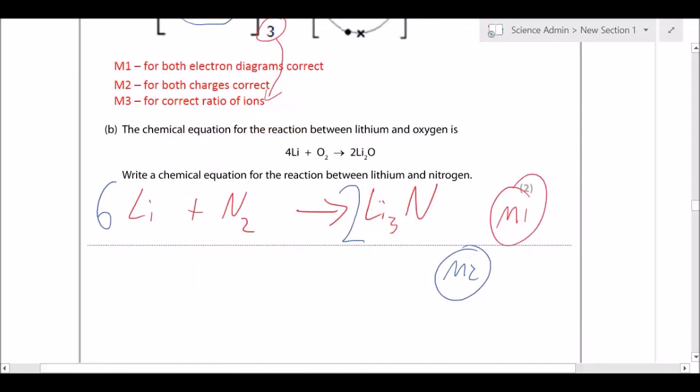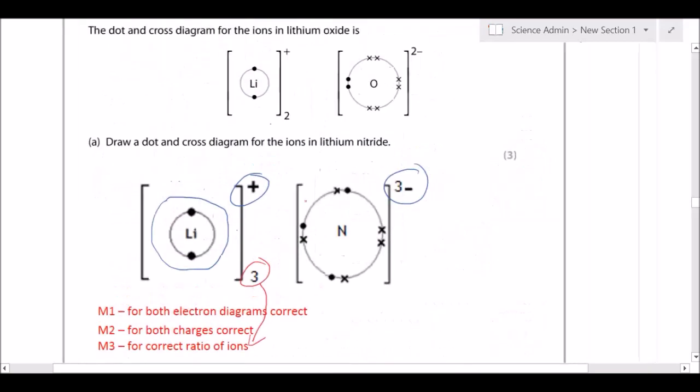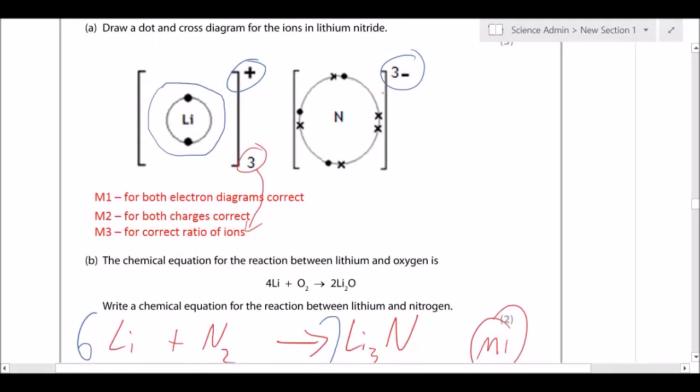The chemical equation for the reaction between lithium and nitrogen is Li plus N2 goes to form Li3N. 1 mark for the correct formula, and mark 2 is for balancing. Okay, so what is in blue is for balancing. You should realize, given that this is a plus charge and nitrogen is a 3 minus charge, to be chemically neutral we need 3 lithium to 1 nitrogen.